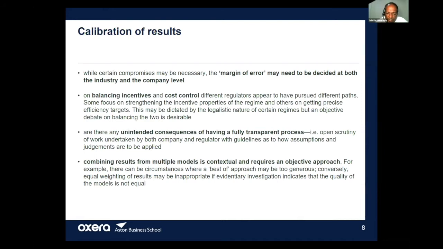So, for example, if you go for a benefit of the doubt approach, that could be overly generous for some companies at the detriment of its consumers. Or if you choose to apply equal weight to different evidence bases, then that may be inappropriate and could result in a financial or financeability risk for a firm.